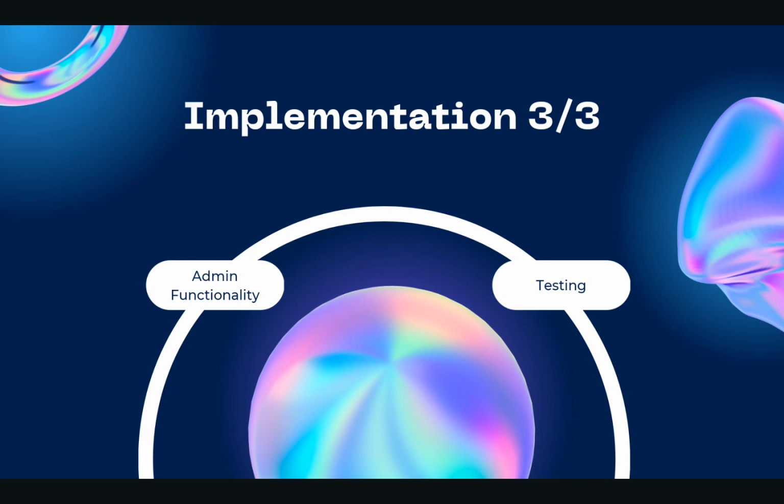The final implementation phase includes admin functionality and testing. The administrative capabilities are developed for efficient management of products and orders, ensuring smooth operation and database maintenance. And last but not least is the testing. Rigorous testing is conducted to ensure the application's usability, functionality, and performance. Any issues or bugs are identified and resolved accordingly.